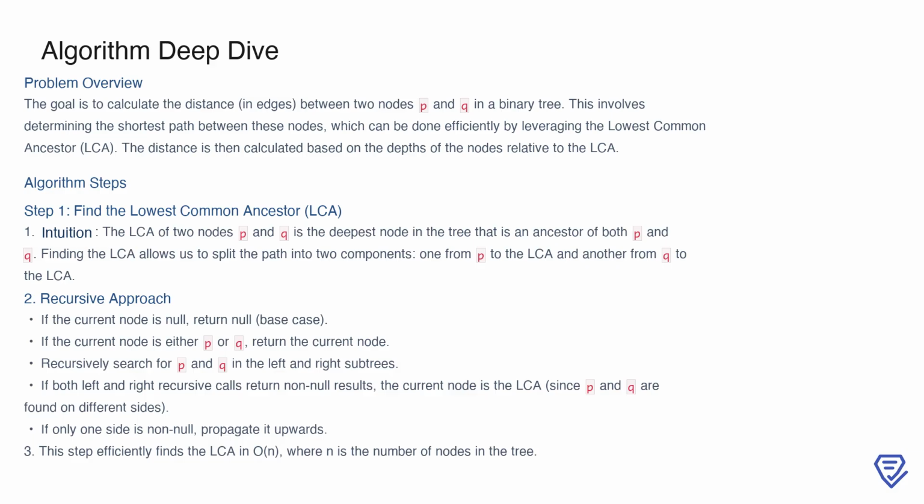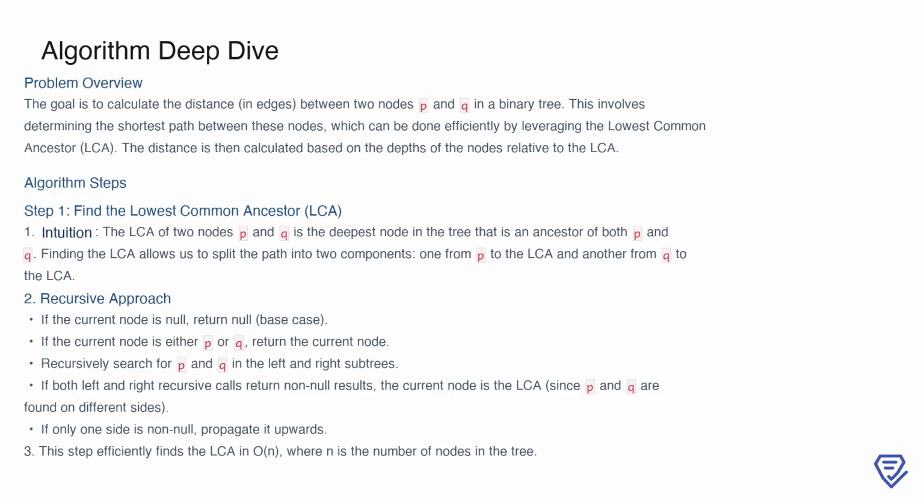In this problem, we aim to calculate the distance in edges between two nodes, P and Q, in a binary tree. To achieve this efficiently, we leverage the concept of the lowest common ancestor, or LCA. The LCA is the deepest node in the tree that is an ancestor of both P and Q. Once we find the LCA, we can determine the distance by calculating the depth of each node relative to this common ancestor. The first step in our algorithm is to find the LCA.